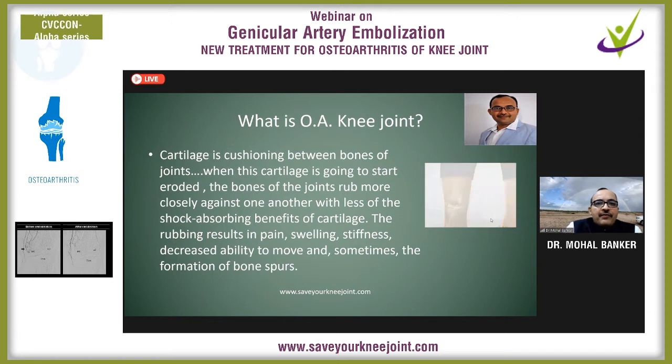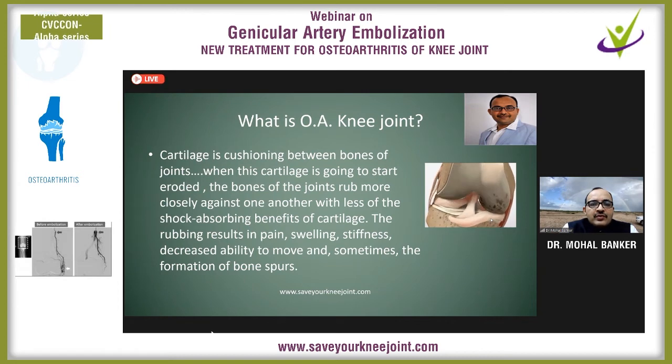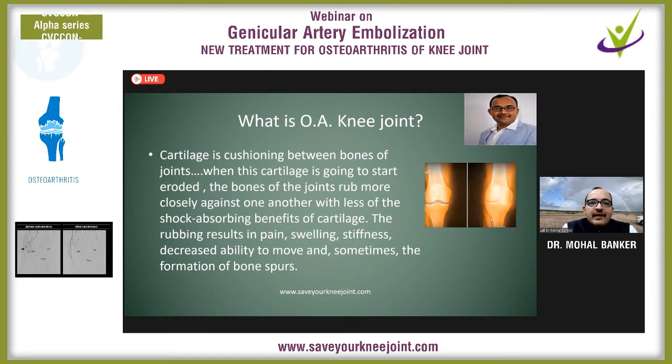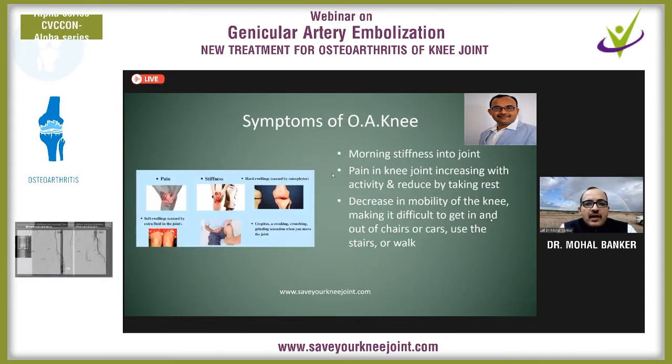So the basic concept of osteoarthritis of knee joint: there is a cartilage which gives a cushioning effect between the two bones, and this cartilage gradually erodes and reduces the joint space, and because of this reduction of the joint space, friction between the two bones occurs, and it leads to pain. Now pain is a very dominant complaint for any patient. It starts with morning stiffness, but gradually pain occurs with movement of the joint, and the pain reduces in resting positions.